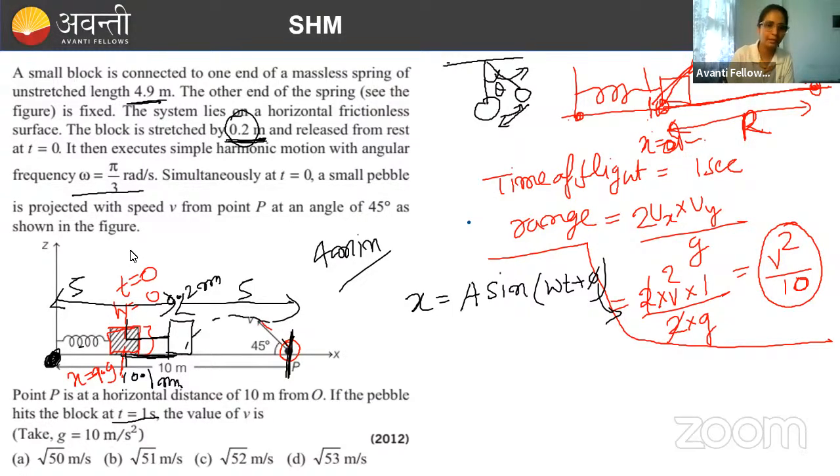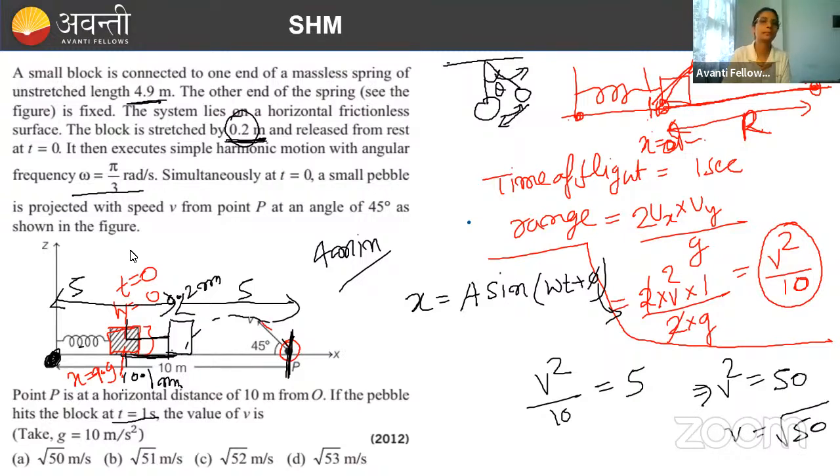If the stone has hit the block at this position, it means the range value is how much? 5 meter. So my v square by 10, how much did we get? 5. Done. Range I have calculated now. So what will the value of v square be? 50. What will v be? √50 meter per second. So the question was not difficult if you are aware of how to write the SHM equation.